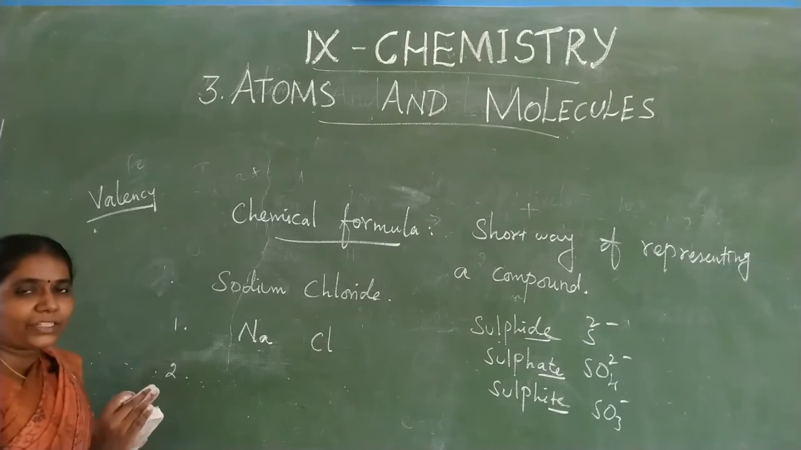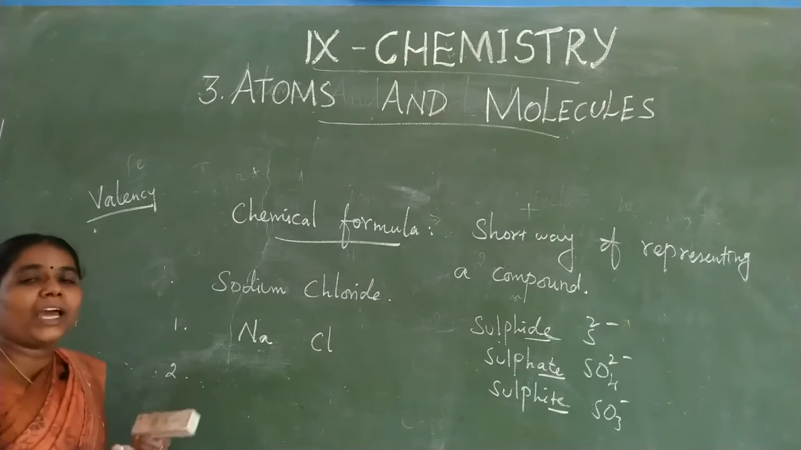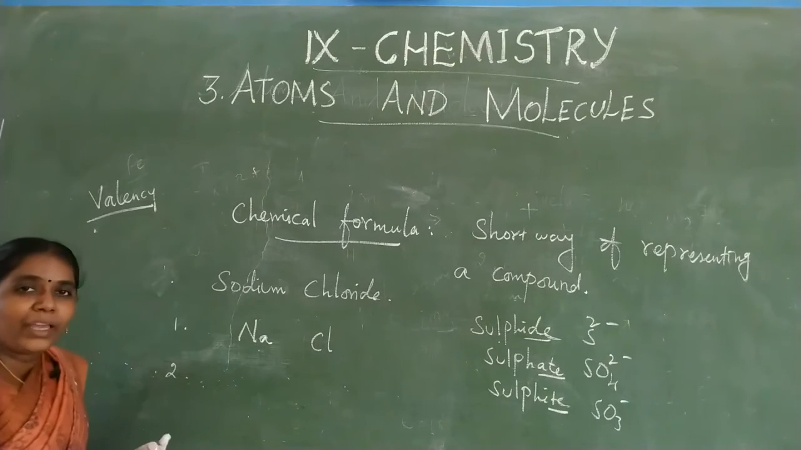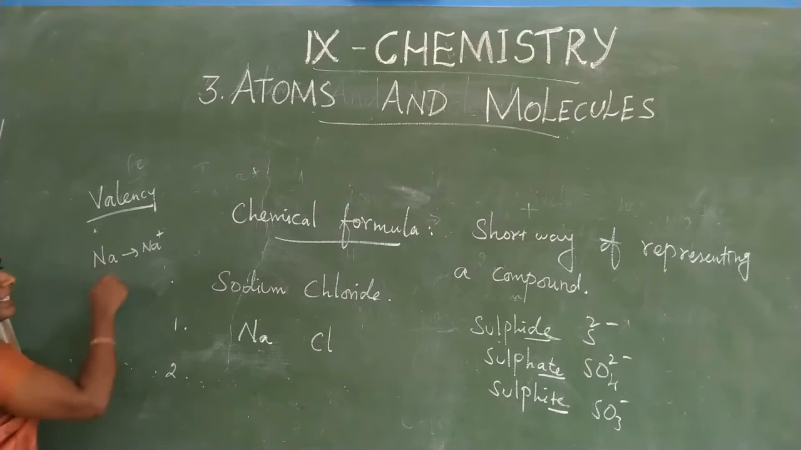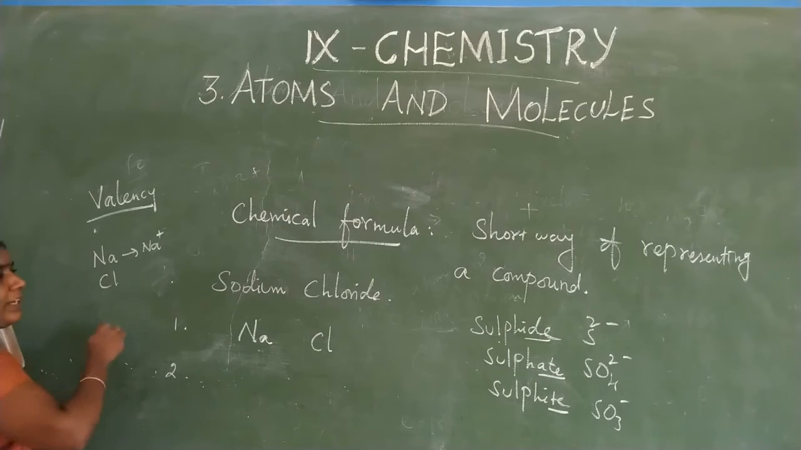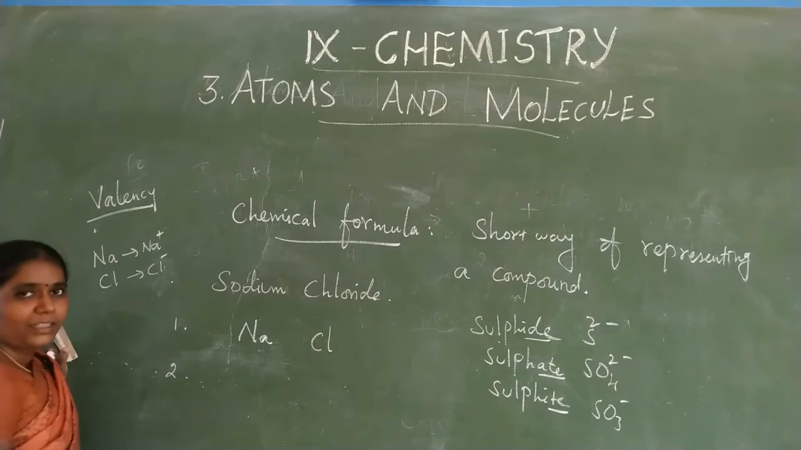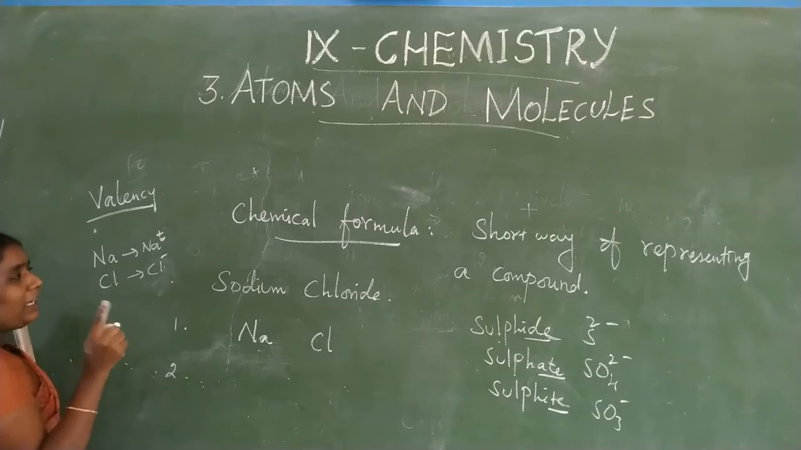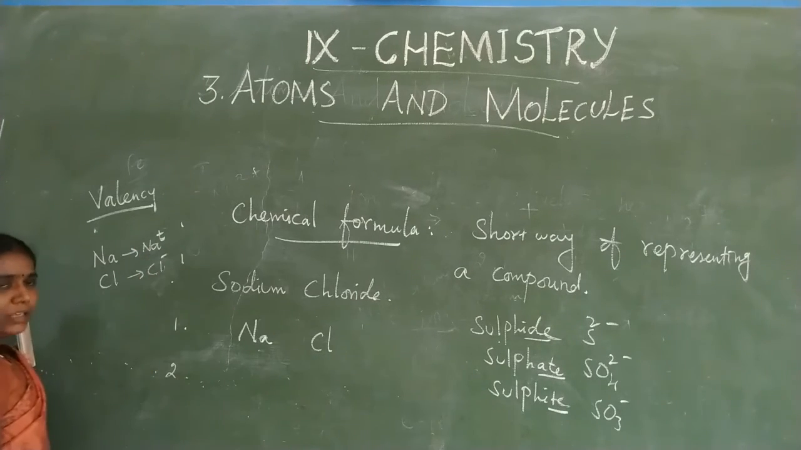During a chemical reaction, the loss of electrons, gain of electrons, or sharing of electrons is said to be valency. For example, we have discussed that sodium lost one electron to form Na plus. Same like this, chlorine gained one electron to form Cl minus, isn't it? So for Na plus, only one electron is lost, so valency is 1. One electron gained, valency is 1.